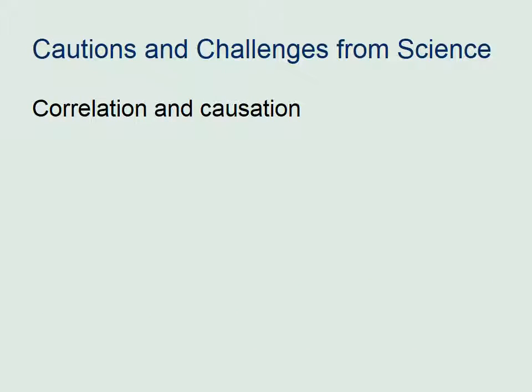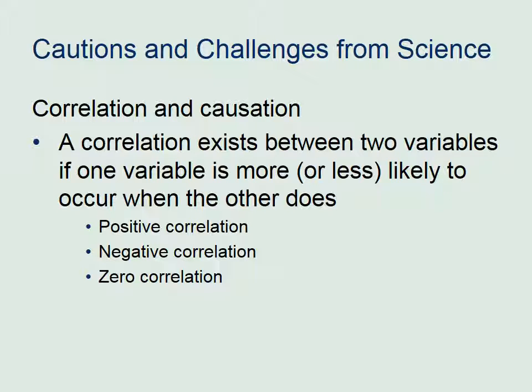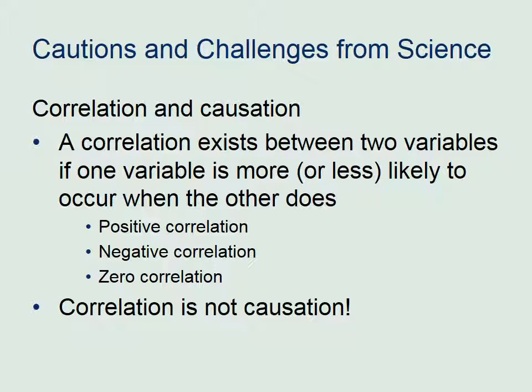So let's talk a little bit about correlation and causation. Correlation exists between two variables if one variable is more or less likely to occur when the other one does. So we have positive correlations, negative correlations, and zero correlation. A positive correlation is if one occurs, the other is more likely to occur. A negative correlation is if one occurs, the other is less likely to occur. Another way of putting this is as one goes up, the other one goes down.